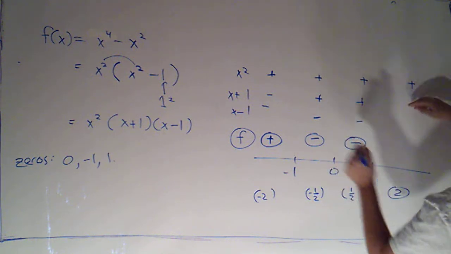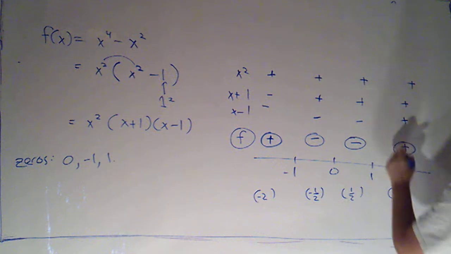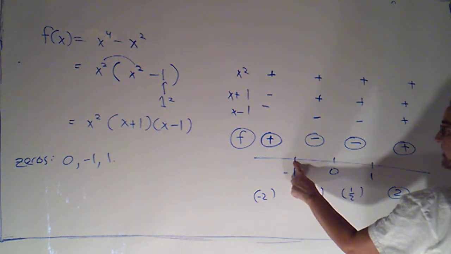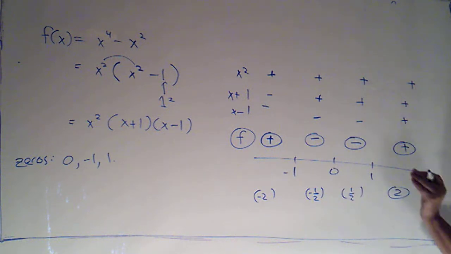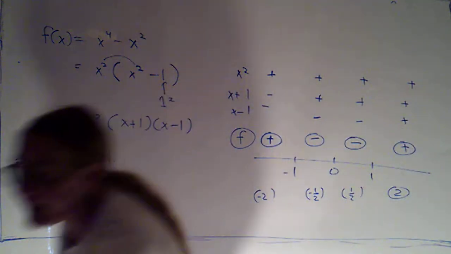2 squared is positive. 2 plus 1 is positive. 2 minus 1 is positive. And a product of 3 positives is going to be positive. So it looks like my function changes sign at negative 1 and at 1. At 0, it doesn't change sign. It was negative, it's going to touch 0, and then it's going to go back down and be negative again.